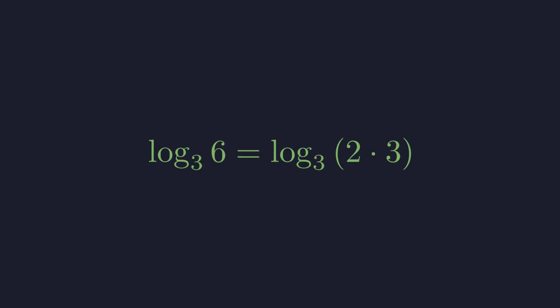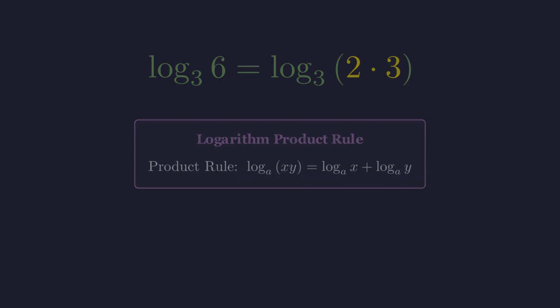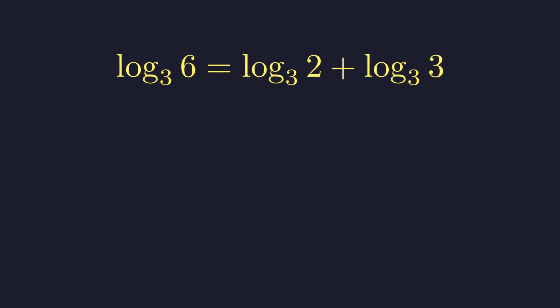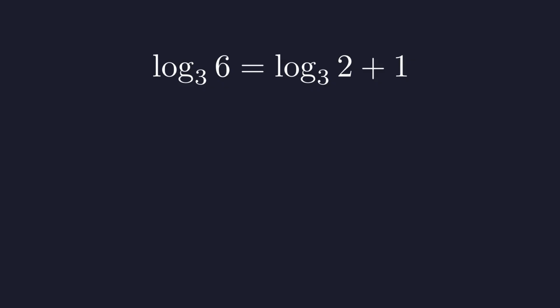First, we recognize that 6 equals 2 times 3. Using the product rule for logarithms, the logarithm of a product equals the sum of the logarithms. The product rule states that the logarithm of x times y equals the logarithm of x plus the logarithm of y. This is one of the fundamental properties of logarithms. So logarithm base 3 of 6 equals logarithm base 3 of 2 plus logarithm base 3 of 3. Logarithm base 3 of 3 equals 1. Since 3 to the first power equals 3, we simplify to get logarithm base 3 of 2 plus 1.